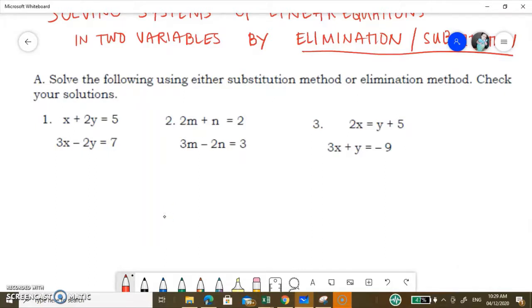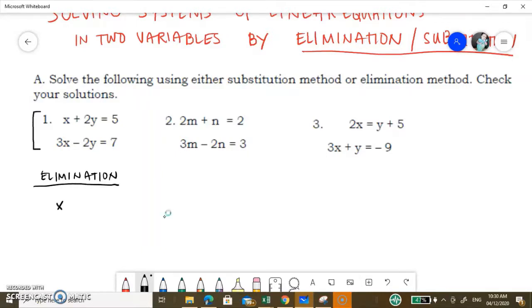Okay, let's try to solve number 1. So let's have the elimination method first. For the elimination method, our target here is to eliminate one variable to solve for the other variable. Kasi hindi nyo pwedeng pagsabayin na isosolve yung x and y nyo. So, kailangan ma-eliminate yung isa sa kanila para ma-solve yung isa. So, example, if you're going to eliminate y, you could solve for your x. Okay, so yun yung ginagawa sa elimination method.